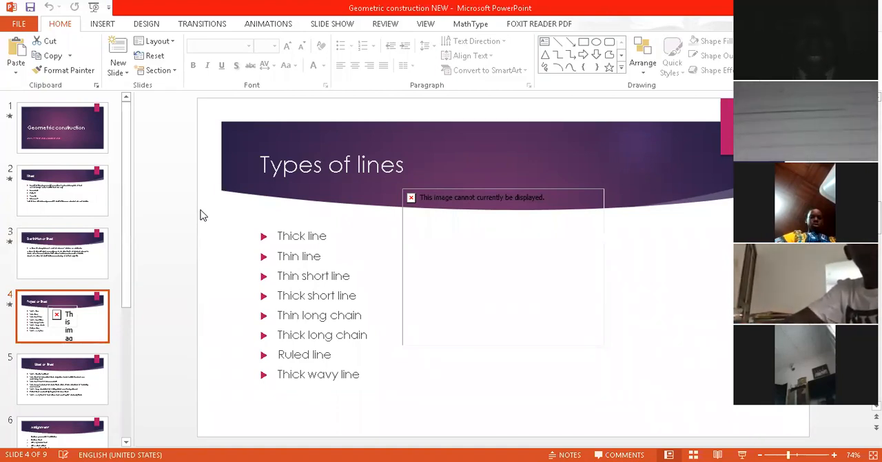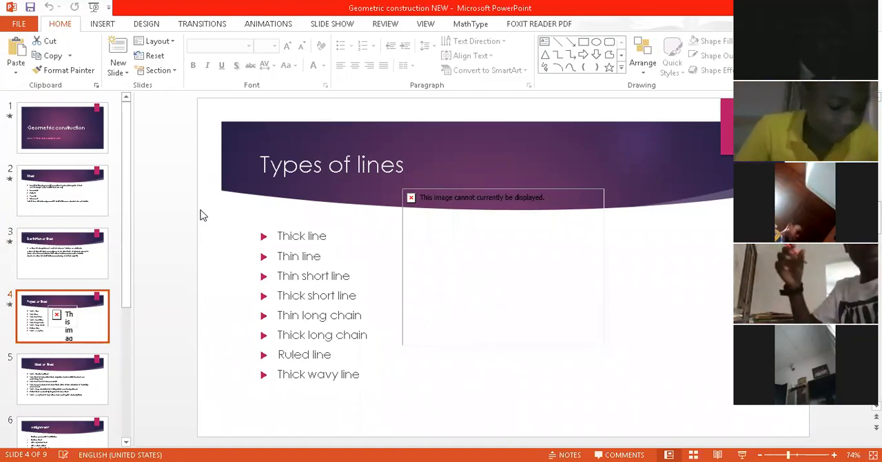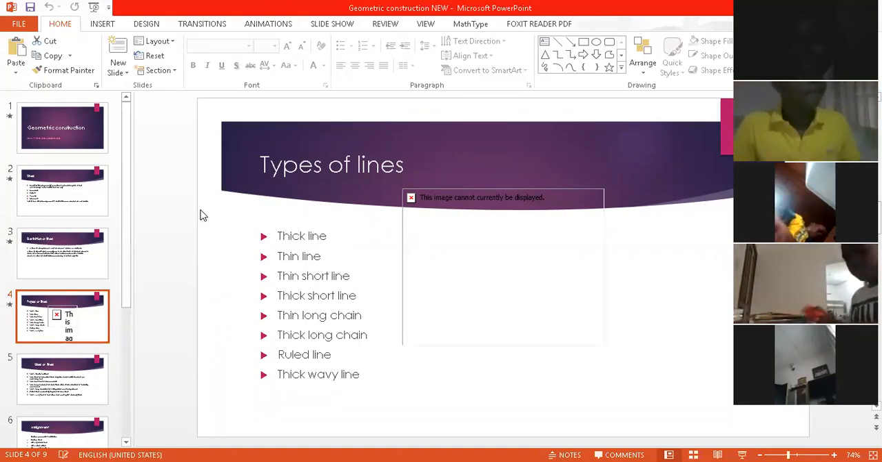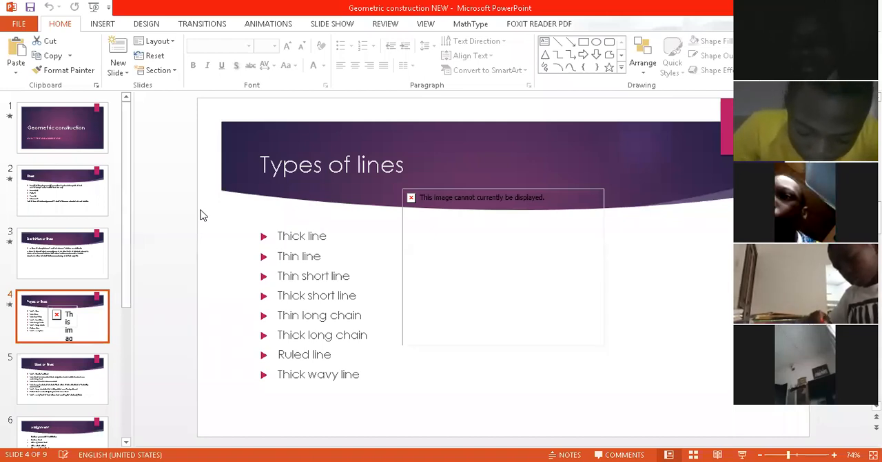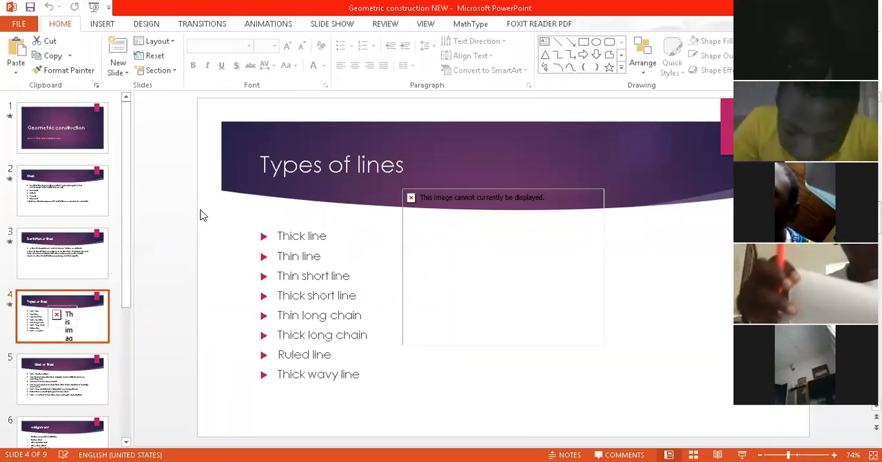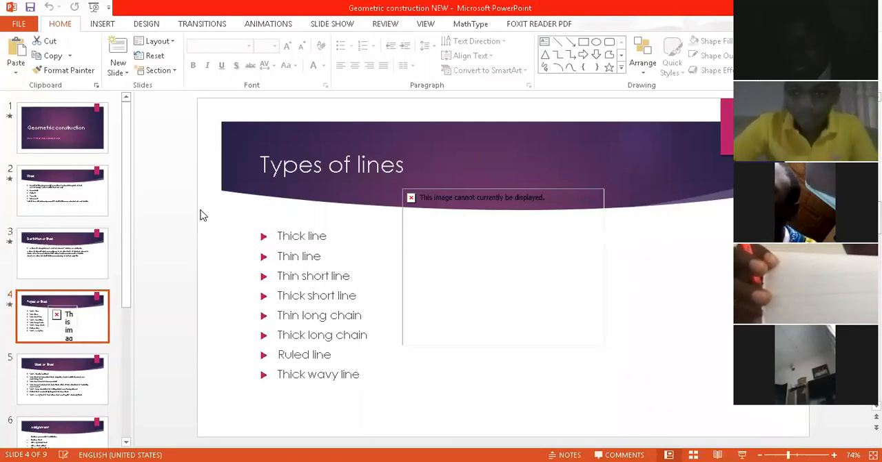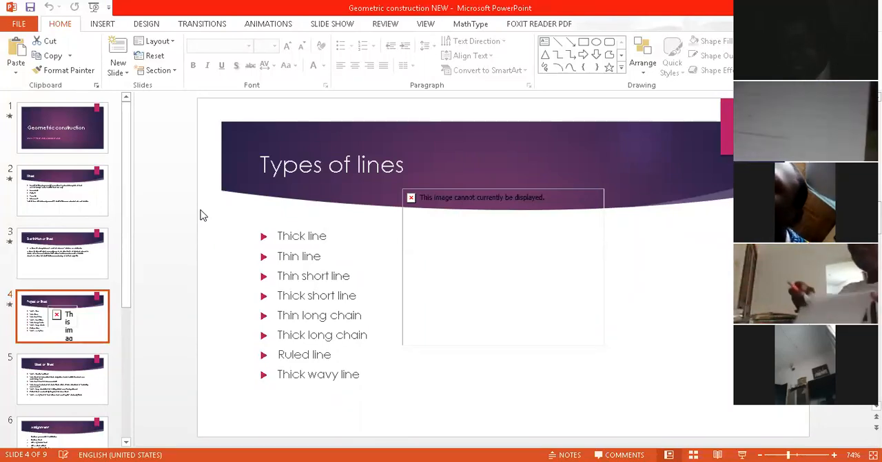Very good. Then on that same paper, draw another line. Do not apply pressure on your pencil. Make it as thin as possible, as thin and as faint as possible. Also, make sure your pencil is well sharpened. Draw another line. Yes. Very good.